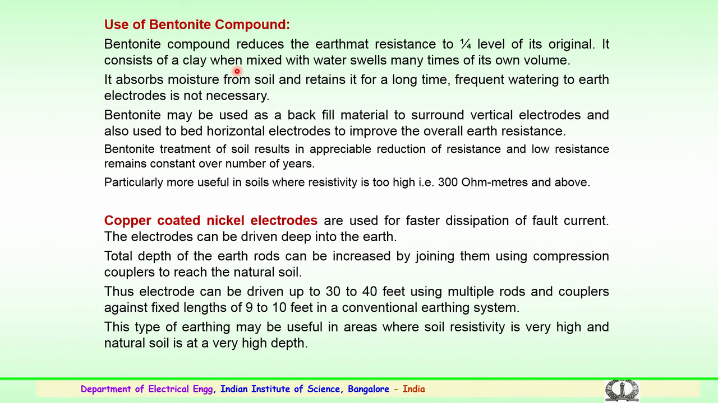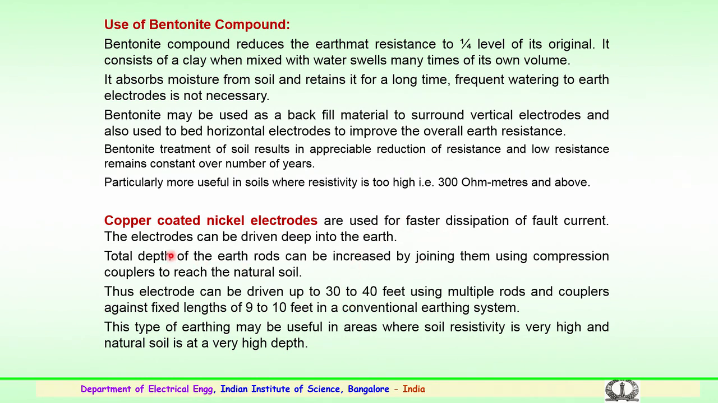So, here again frequent watering of the earth electrode may not be necessary, that is one more advantage. So, bentonite may be used as a backfill material to surround the vertical electrodes and also to bed horizontal electrodes to improve the overall earth resistance. This treatment of soil results in appreciable reduction in the resistance, and the low resistance remains constant over a number of years, very important advantages for going in for this compound. It is particularly useful in soils where resistivity is very high, in the order of 300 ohm meter or above, such as rocky areas or areas where high soil resistance is offered.